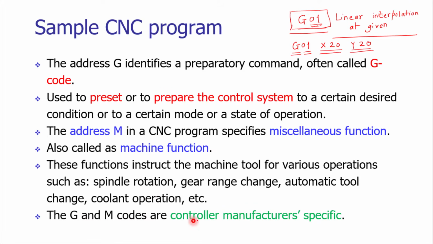The G and M codes are controller manufacturer specific. These are changing from controller to controller.